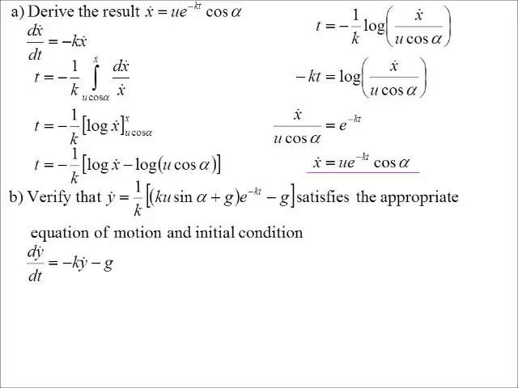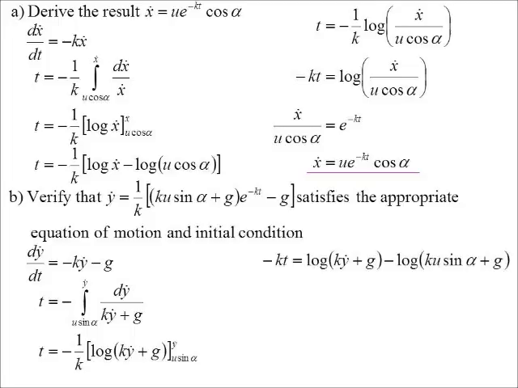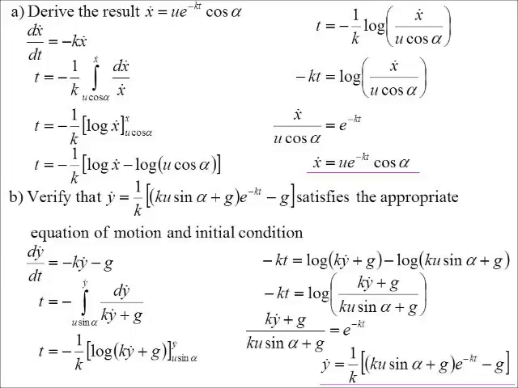So dy dot on dt is minus ky dot minus g. Again, the initial velocity is u sine alpha in the vertical direction. We get another log function when we integrate. That's t as a function of y dot. I want to make y dot the subject. Eventually I get there. No, it's still going. There it is. As I say, that was probably not the best way of doing it.